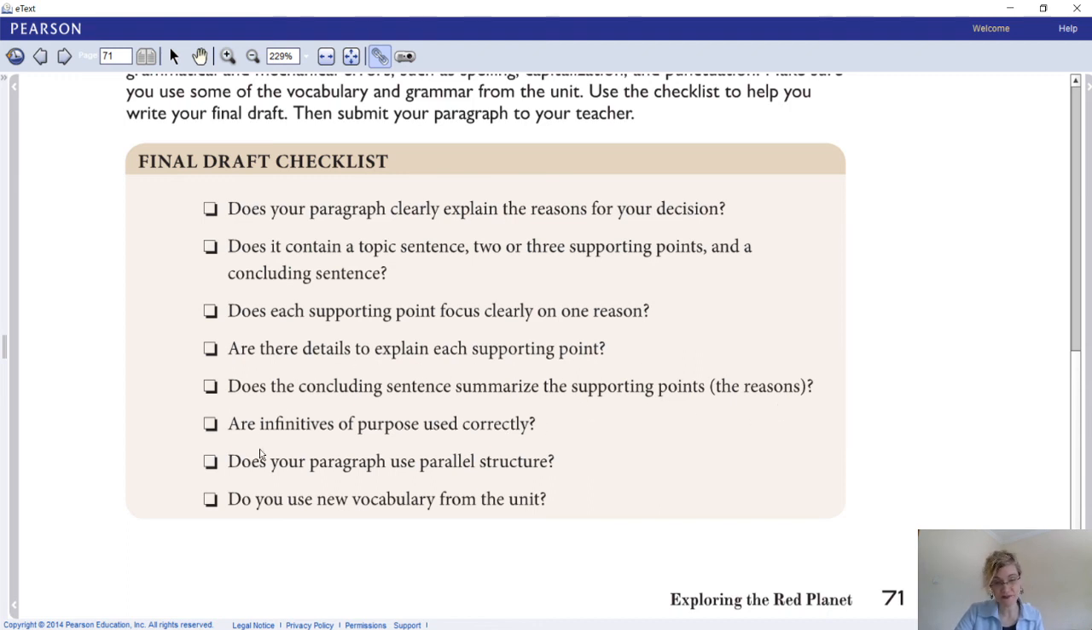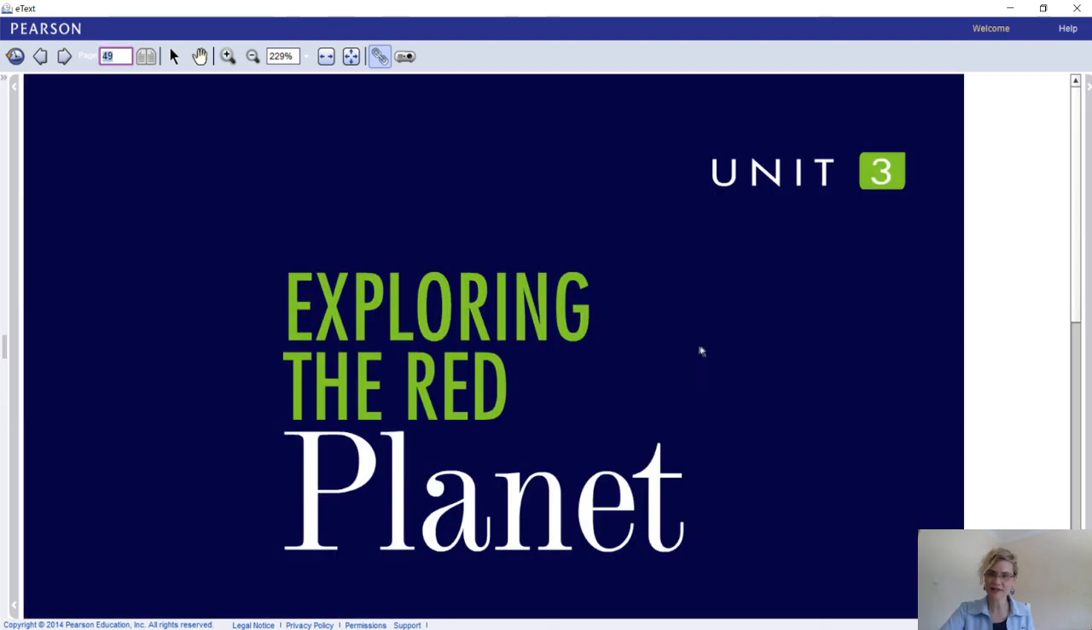Are infinitives of purpose used correctly? Does your paragraph use parallel structure? And did you use new vocabulary from this unit? Right, that is also important, so that you really incorporate the grammar and vocab of Unit 3. If you guys still have any questions, please do not hesitate to ask me. You know you can. Okay, let's review.